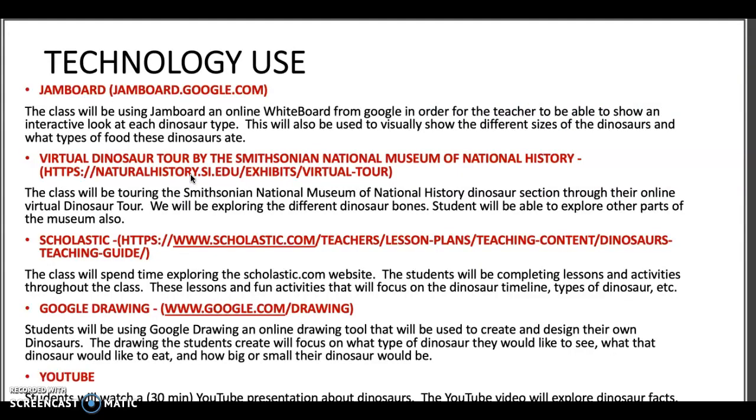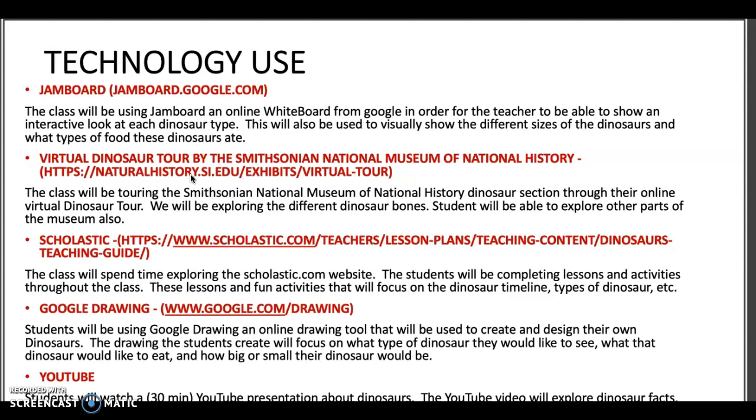The technology that we will be using is Jamboard from google.com. I picked Jamboard because it's an online whiteboard from Google that allows the teacher to show an interactive look at each of the dinosaur types. This will also be used to visually show the different sizes of the dinosaurs and what types of food these dinosaurs ate. We'll also be using the virtual dinosaur tour by the Smithsonian National Museum of Natural History.